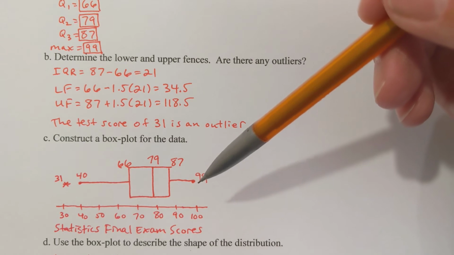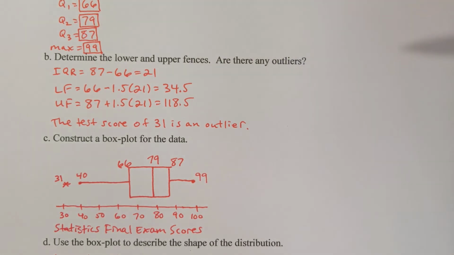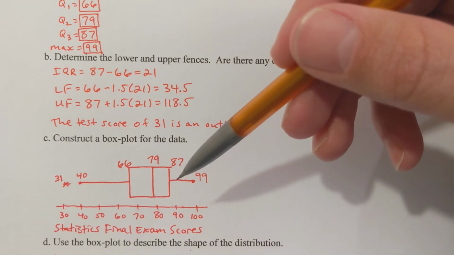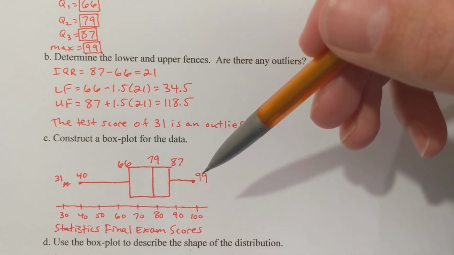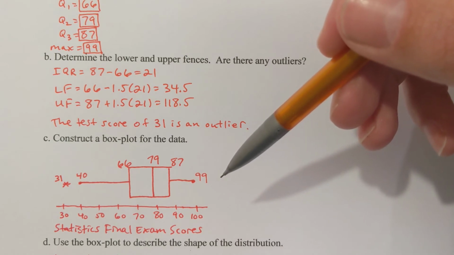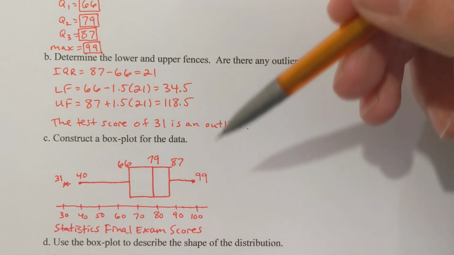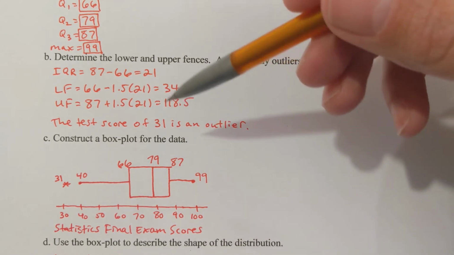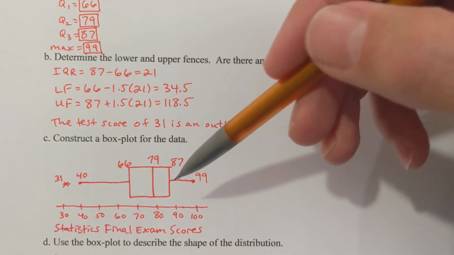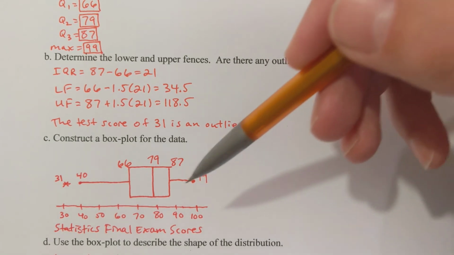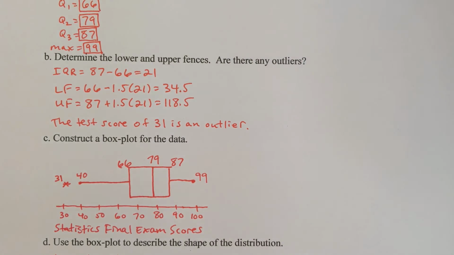It says draw another horizontal line at the middle of the box from the third quartile, 87, to the largest value that is smaller than the upper fence. The upper fence was 118.5, so the next smallest number would be the max value, 99. So I've got my whiskers drawn. Now I'm on the final step here.